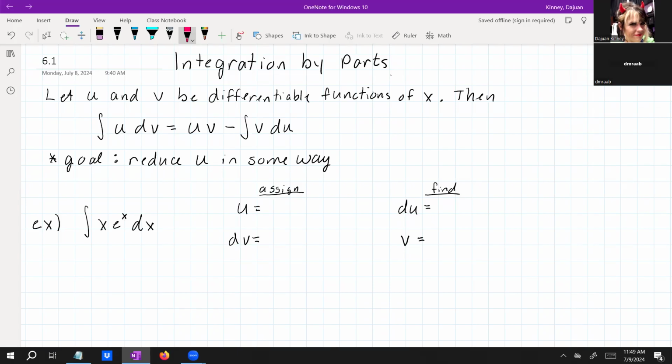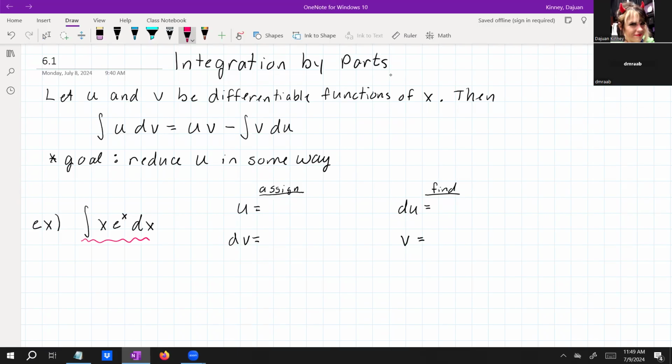This is a really powerful integration technique. It's a little weird, takes a little getting used to, but you can take some things that look like impossible integrals and make them a lot easier. So our goal here is to look at our original function. So let's say we're analyzing this guy.